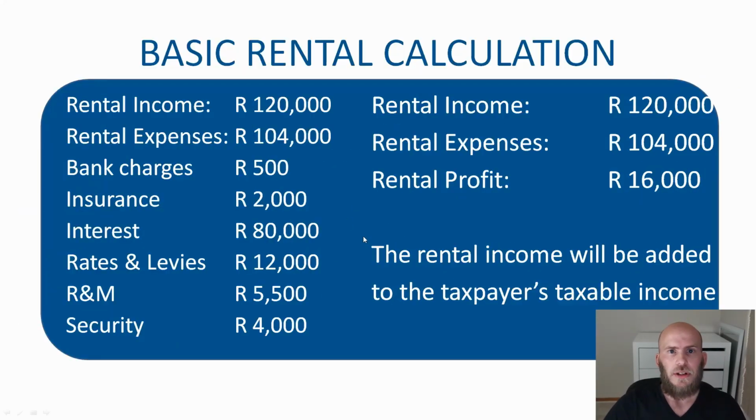Okay, so what we're now going to look at is just a basic rental income calculation. Person A might have received 120,000 Rand in rental income, so 10 grand a month, and had rental expenses totalling about 104,000. Over the year it was 500 Rand bank charges, insurance of 2,000, interest of 80,000, rates and levies, repairs and maintenance, and some security, and that leaves a rental profit of about 16,000 Rand. It's very important, that rental profit of 16,000 will be added to person A's taxable income, and they will be taxed on that.